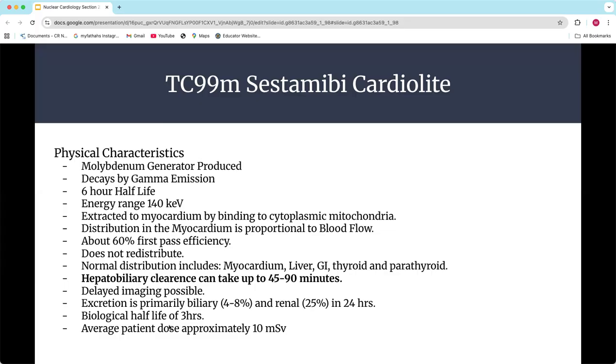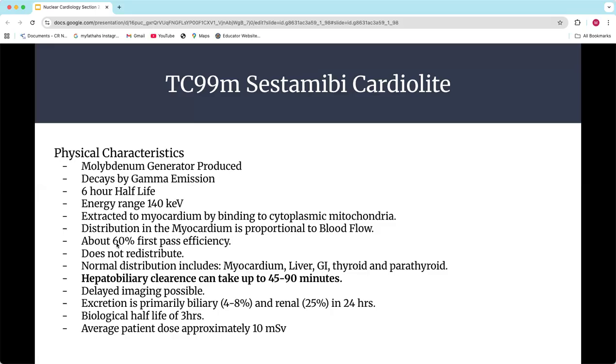So this one is not extracted through sodium potassium pumps, but rather the myocardium will bind to cytoplasmic mitochondria. So the mitochondria in the cells eat up the tech and they pull it into the heart. Again, distribution is proportional to blood flow, super important, right? So that's good. This has what they call a 60% first pass efficiency. It means that of that first cardiac cycle that goes through and past the coronary arteries, it can get about 60% of it into the tissue right at that moment. Okay. And so it goes in pretty well, and it goes in pretty fast.